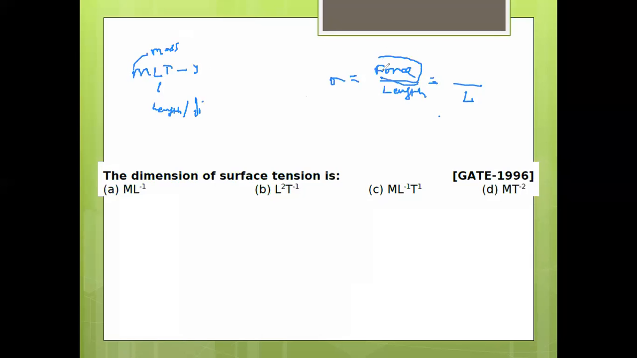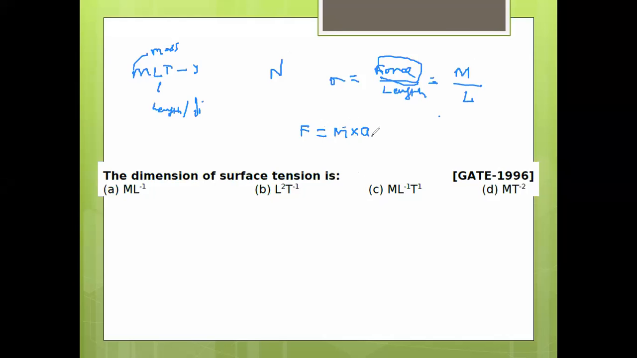Now about the force. Force is measured in Newton. If we want to find the force dimension, what do we have to do? We have to write the formula F is equal to mass into acceleration, M into A, according to Newton's second law of motion. F is equal to M into A, right? So this mass can be written as it is here, M.